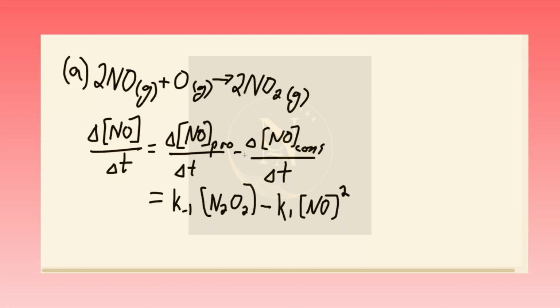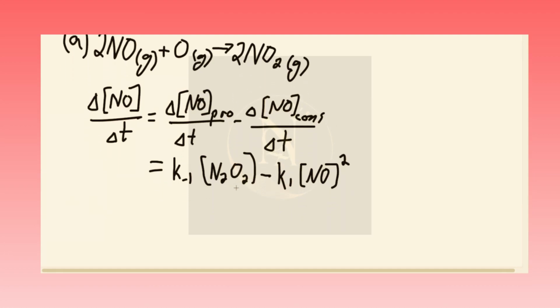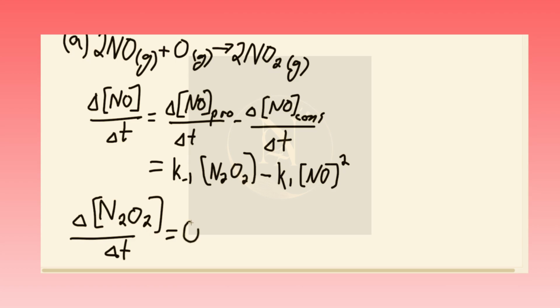Okay, but now we need to figure out what the amount of N2O2 is. The amount of N2O2 we're working with is changing over time. And actually, because we realize that it's an intermediate, we can assume by steady state approximation that the change over time is roughly 0, which means that the amount it's being produced is equal to the amount it's being consumed. Now, where is it being consumed? Well, it's going to be consumed in the second reaction.